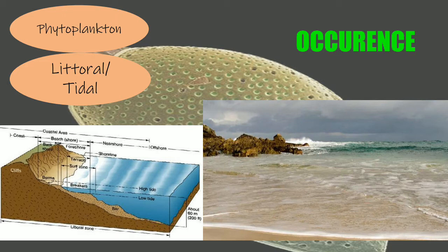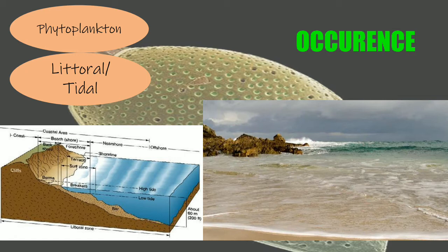So it lives in the tidal zone, and this includes the area up to the high water mark. When it is high tide, the water mark where it comes up to, whatever area you see, that is the tidal zone or the littoral zone when we talk about the sea. So this organism, Exuviaella, exists as a phytoplankton in this littoral or tidal zone.